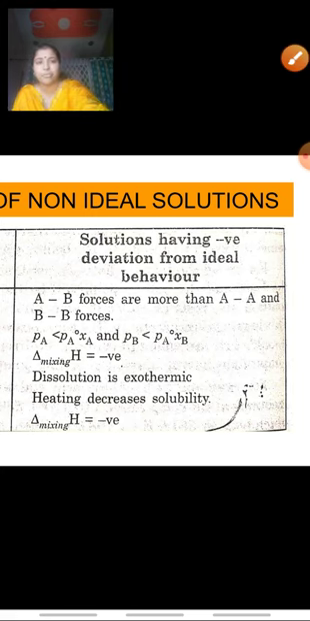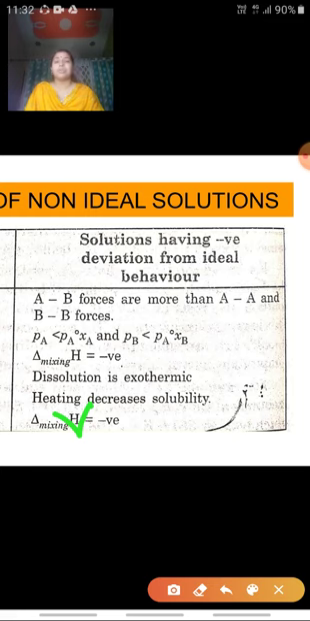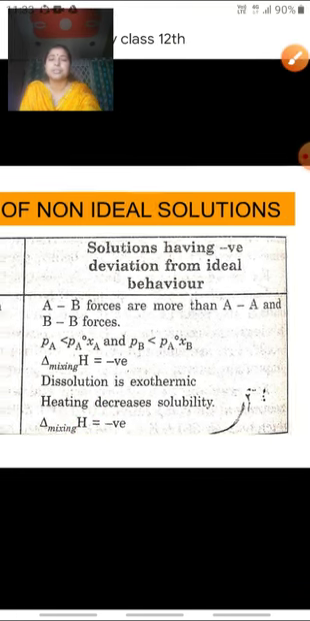This is V. Now, volume change will be negative, that is delta V of mixing. That means if we mix 20 ml of the solvent and 10 ml of the solute, the two will mix together and the total volume of the solution will not be 30 ml. It will be less than 30 ml. It will be either 28, 29 or point something. Is that clear?